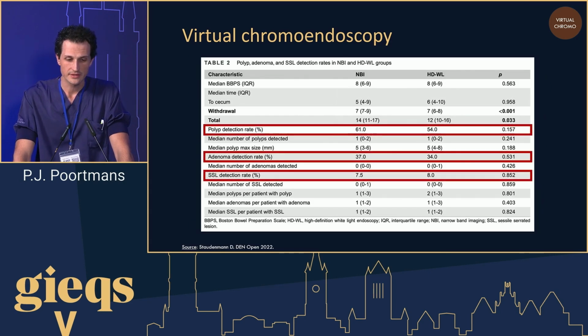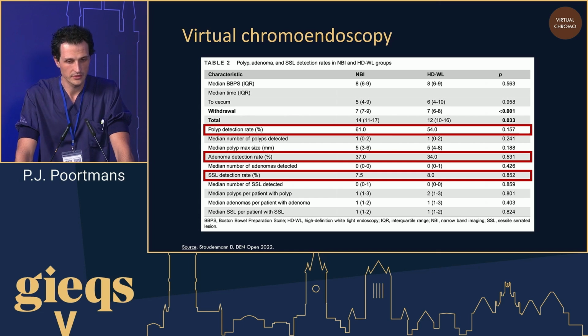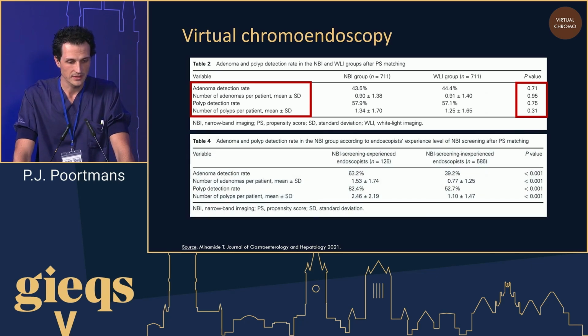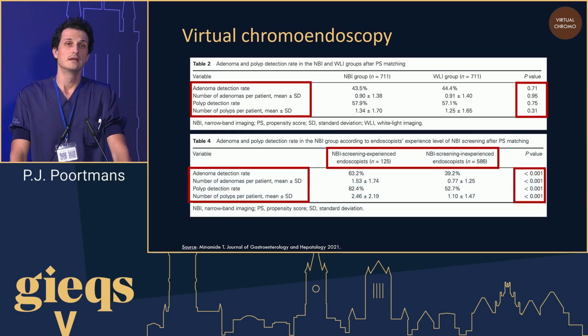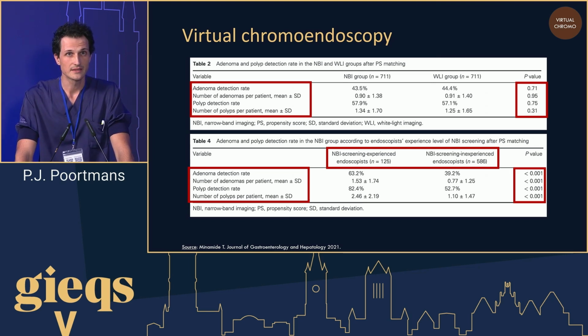What about lesion detection? So it shows that it's not better than white light in general. But another study showed the same thing. However, if they stratified according to endoscopists that were experienced in using NBI, then they saw a lot higher adenoma detection rates, also mean number of adenomas per patient, polyp detection rate, etc. were a lot higher in those that know how to use it.